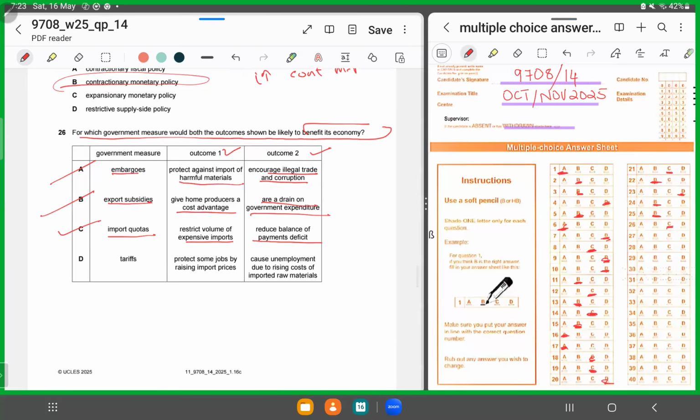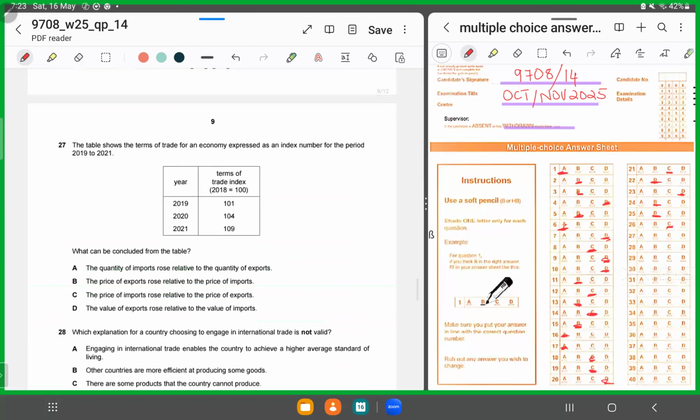Moving forward, MCQ number 27. MCQ number 27 gives us the terms of trade. Now, what are terms of trade? It's just a ratio of export prices and import prices. Now, notice what is happening. The terms of trade rose from 101 to 104, then to 109. So, what can be said? Since it's rising, the terms of trade must have improved. So the price of exports rose relative to the price of imports. So 27 will shade in B as the correct answer.